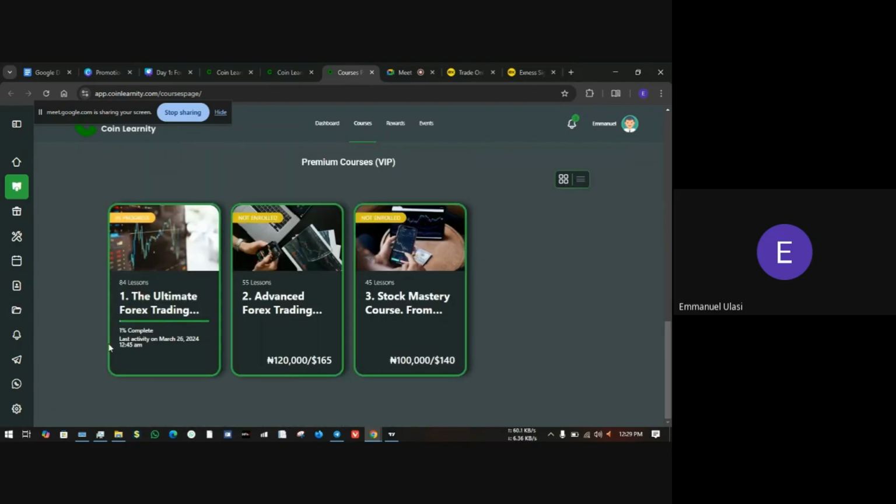these are more complete courses that will take you from the beginner aspect of trading to the intermediate aspect, and also, if you want, to the advanced aspects. You can see here we have the ultimate forex trading for beginners, and we also have the advanced forex trading. We also have the stock mastery course. Now for these premium courses, we also offer what we call premium support.